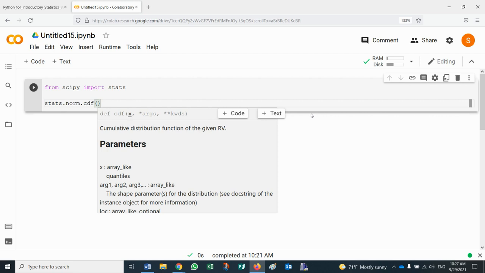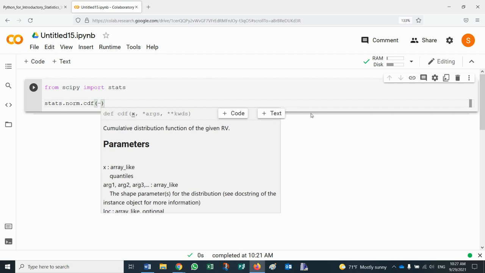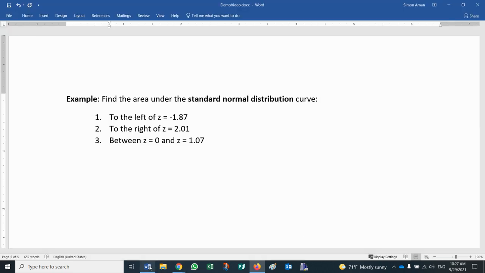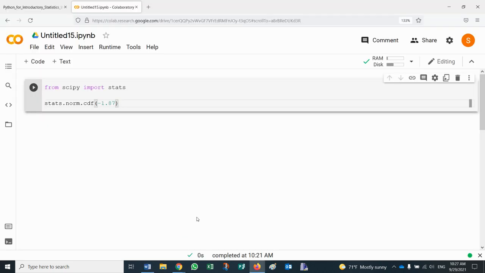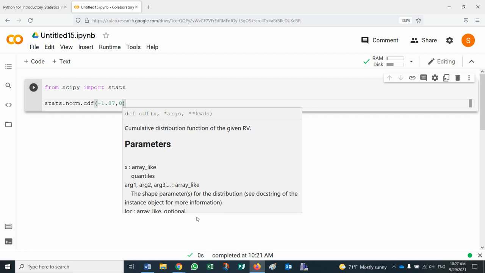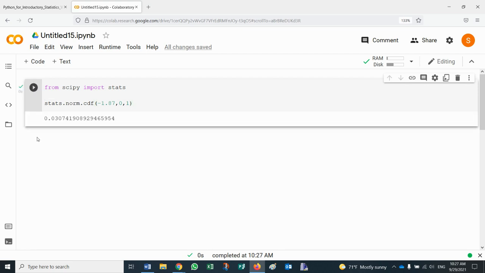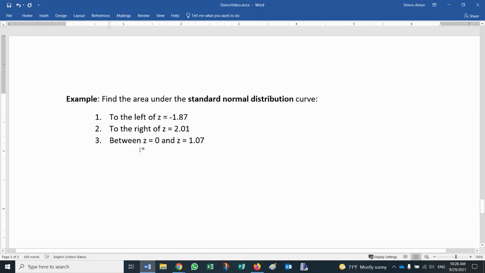And the first part that we need is, to the left of what number? And if you remember, the point was negative 1.87, I believe. Let's go check the number. Yeah, negative 1.87. And then the mean is 0 and the standard deviation is 1, right? So the mean is 0, standard deviation is 1. When we run this code, it tells us the probability is about 0.03, right? About 0.03.